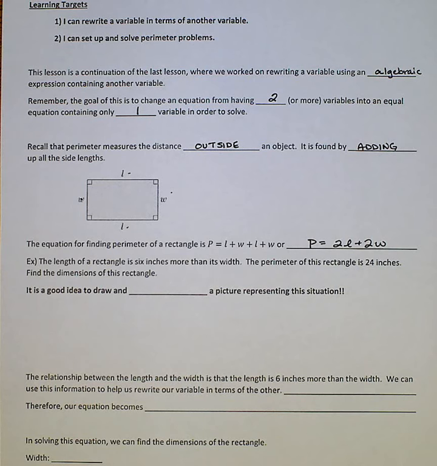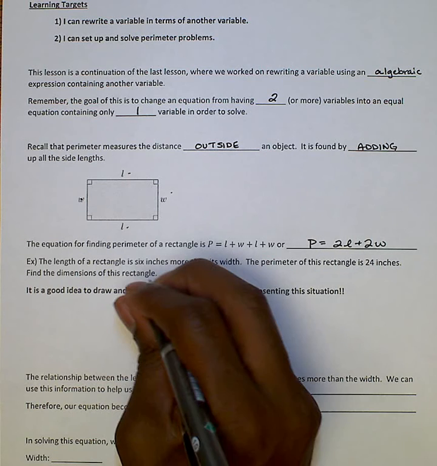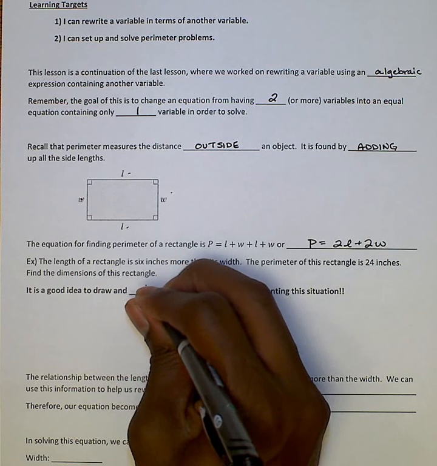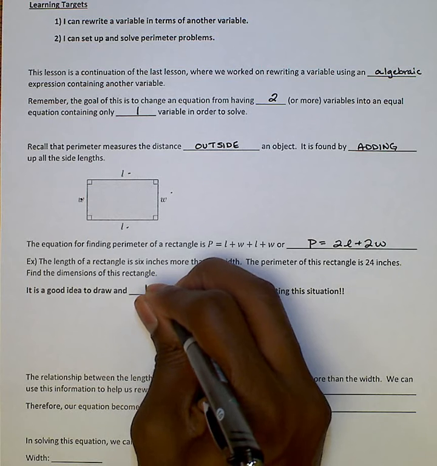So now let's jump into an example. The length of a rectangle is 6 inches more than its width. The perimeter of this rectangle is 24 inches. Find the dimensions of this rectangle. It is a good idea to draw and label a picture representing the situation.